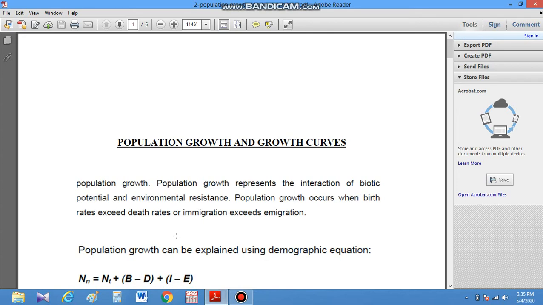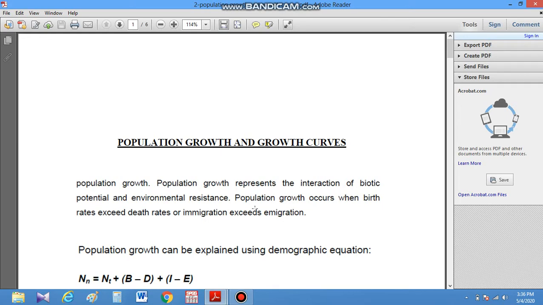First we have studied about the characteristics of population and what natality, the birth rate, is. We have studied all these in previous lectures. So now we will see how we can define that a population is growing.